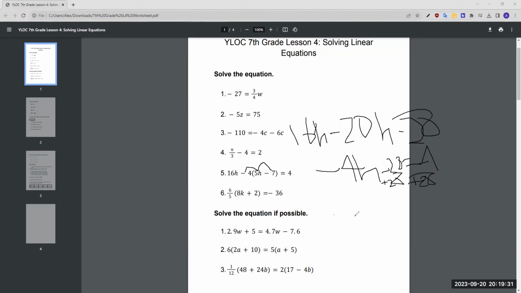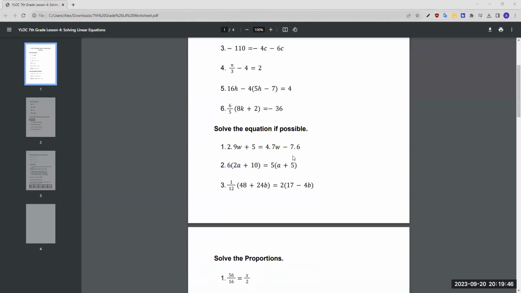Negative 4h equals 32. Divide both sides by negative 4 to get rid of the negative 4 there. h equals negative 8. Now let's move on to solving the equation if possible. And today we're going to be doing numbers 2 and 3.